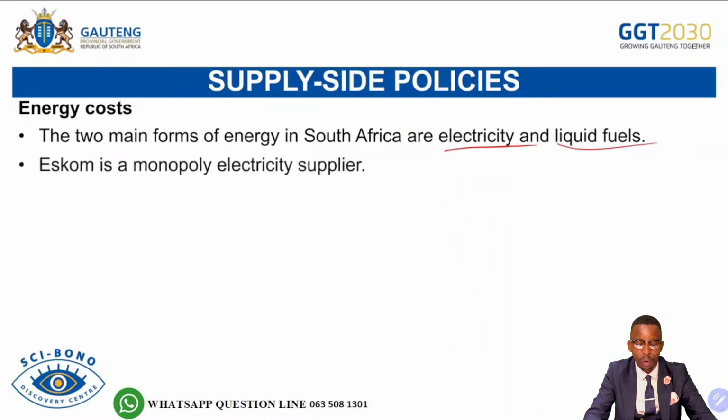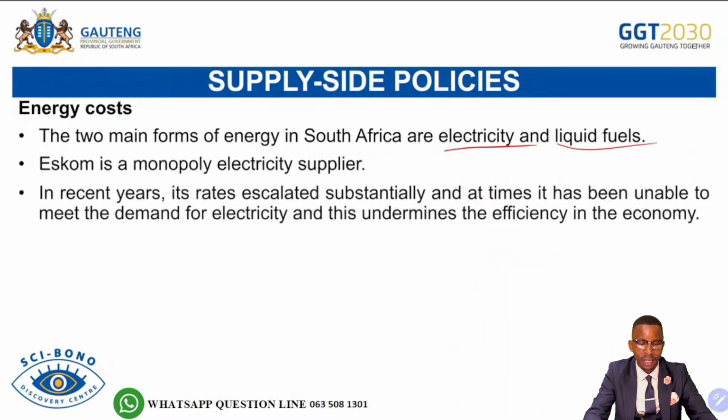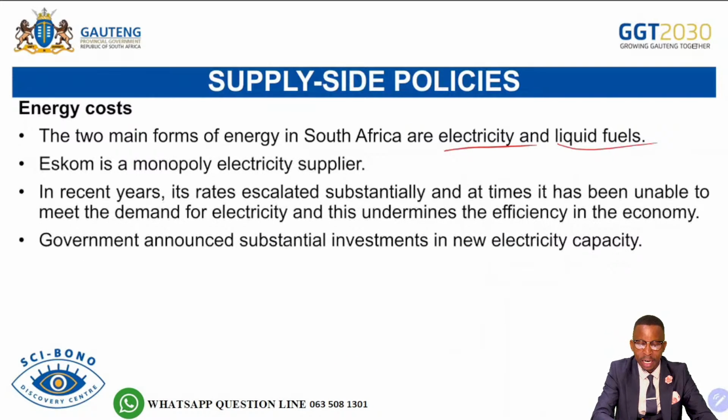Eskom, as a monopoly of electricity supply in South Africa, in recent years its prices have escalated substantially, and at times it has been unable to meet the demand for electricity. We have seen that happening. Government announced substantial investment in new electricity capacity.